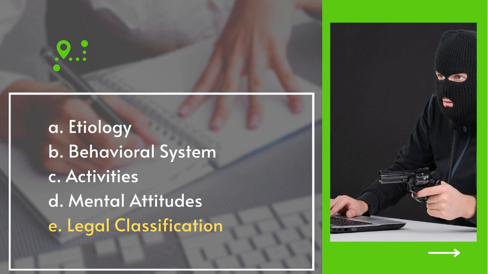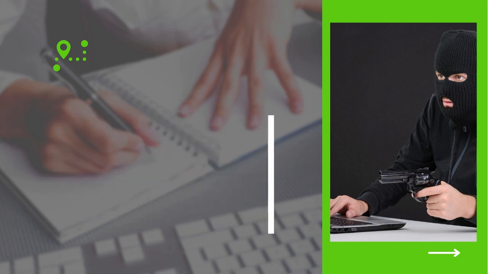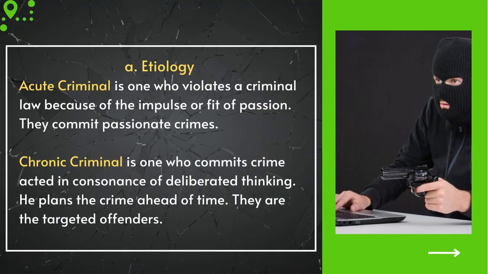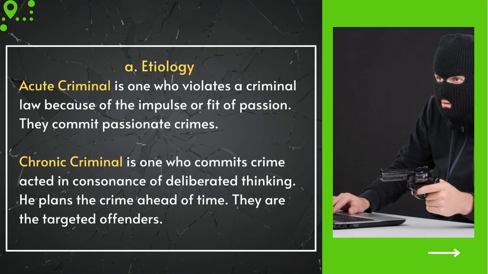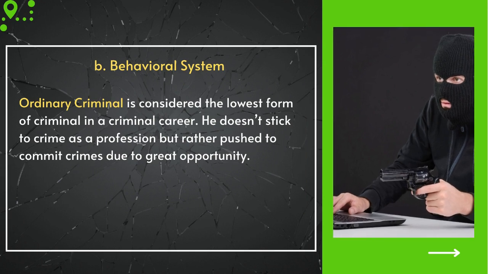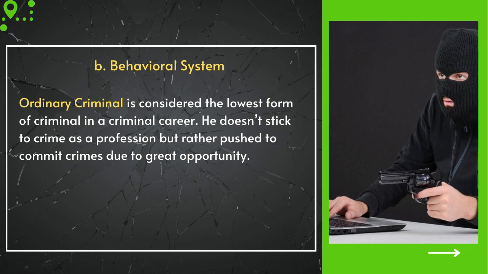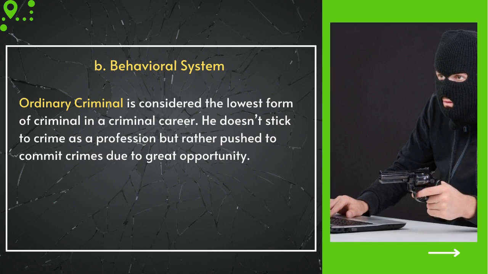The first classification is A. Based on etiology. An acute criminal is one who violates a criminal law because of impulse or a fit of passion. They commit passionate crimes. A chronic criminal is one who commits a crime in consonance with deliberate thinking. He plans the crime ahead of time. They are the targeted offenders. Next, the criminological classification based on B. Behavioral system. An ordinary criminal is considered the lowest form of criminal in a criminal career. He doesn't stick to crime as a profession but is rather pushed to commit crimes due to great opportunity.